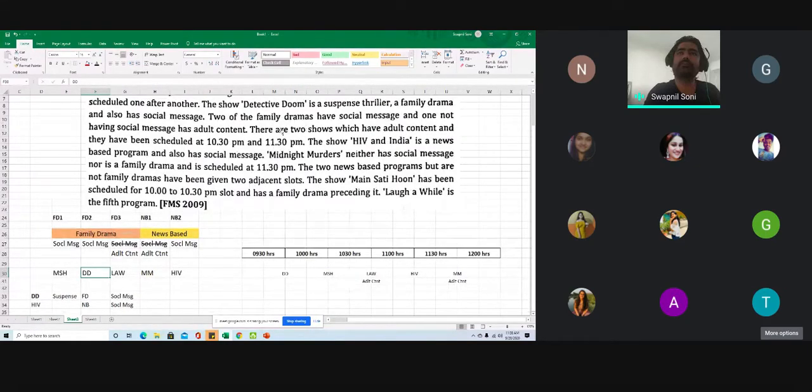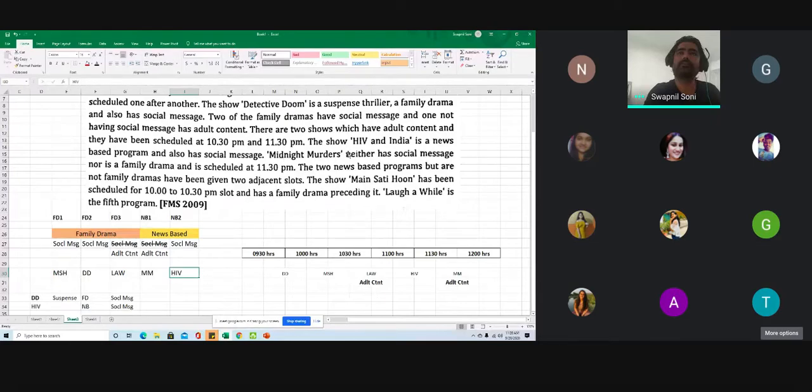There are 2 shows which have adult content and they have been scheduled at 10:30 and 11:30 p.m. So at 10:30 there is one with adult content, and at 11:30 there is one also with adult content. The show HIV in India is a news-based program and has a social message. So I can say HIV is a news-based program which has a social message.